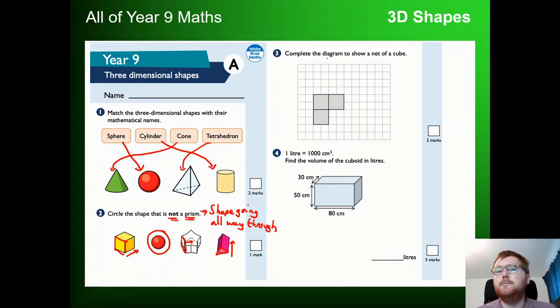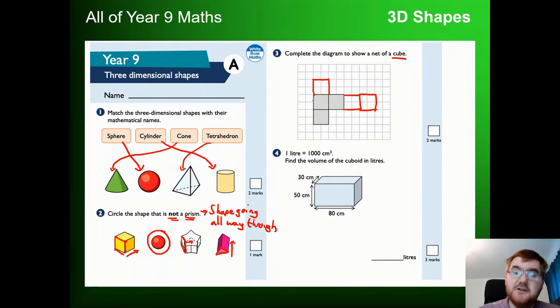Question 3, we need to complete the diagram to show the net of a cube. There are many different versions of this. The key thing we need to remember, this is a cube, which means when we draw this in, every square needs to be the same. Probably the easiest one to do here is the one I always remember, the so-called T. So I'm just going to draw a T in. Notice my red squares I'm drawing in are all the same size. So this is going to be my net of a cube.